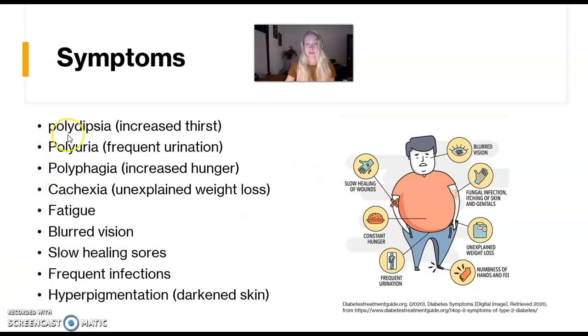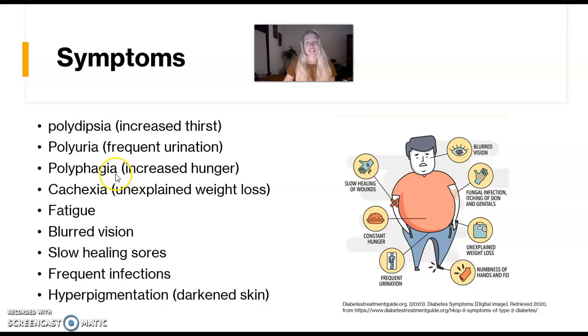Symptoms are polydipsia, which means that you are very thirsty, and polyuria, frequent urination. So if you're urinating a lot, you're not able to absorb as much of the water that you're taking in, meaning that you are going to feel a lot more thirsty.